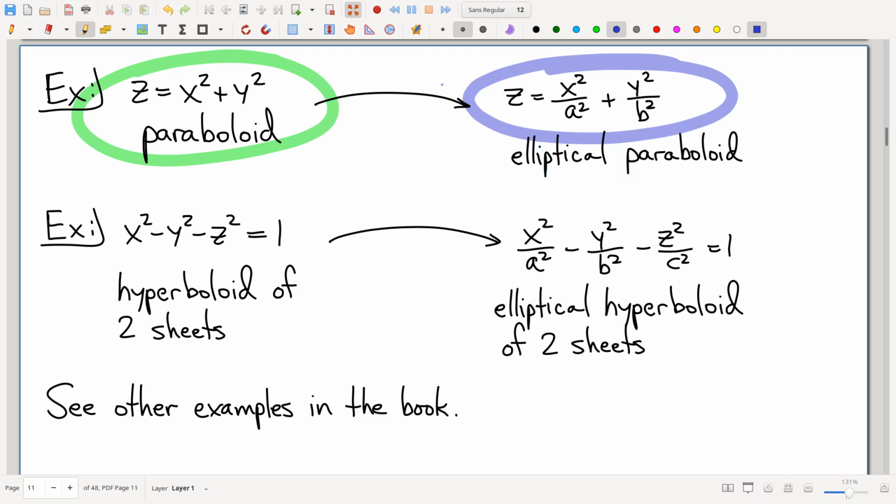But this is pretty clearly just a stretched out version of the paraboloid. And so since a paraboloid has circular cross sections, when you stretch it out, those circular cross sections become ellipses. Thus we call this an elliptical paraboloid. Everybody good?